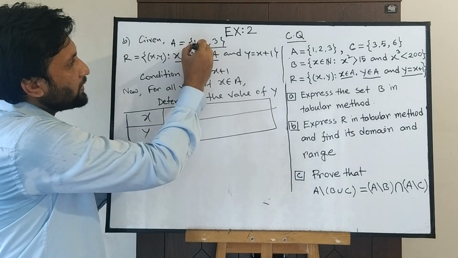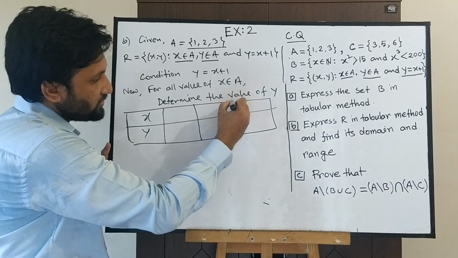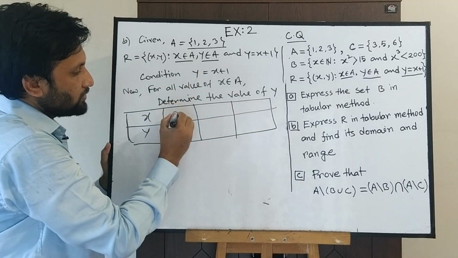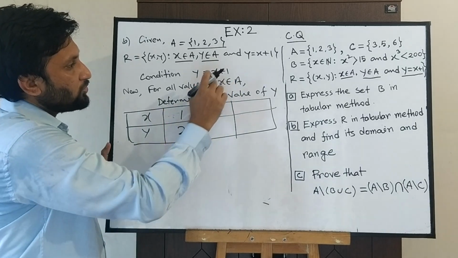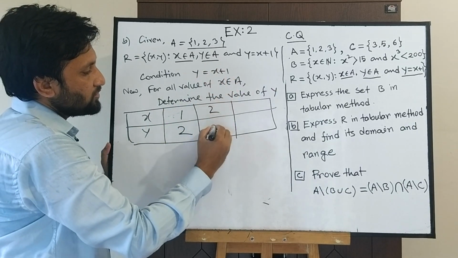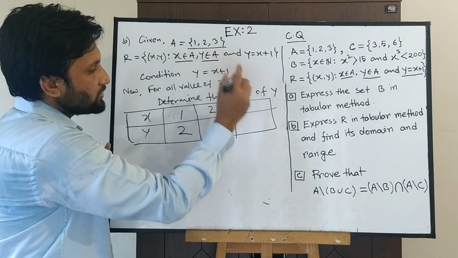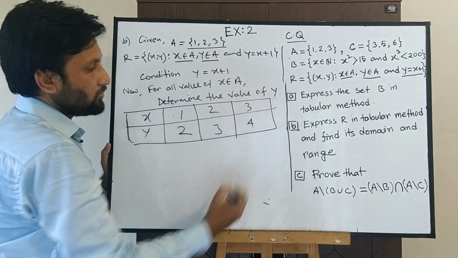So the elements of A are 1, 2, 3, that means we need 3 boxes. For x equal to 1, 1 plus 1 is 2. For x equal to 2, 2 plus 1 is 3. For x equal to 3, 3 plus 1 is 4.